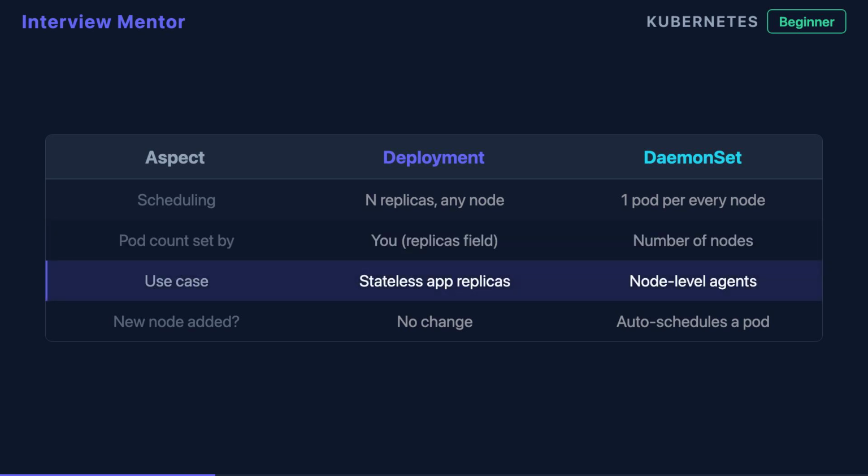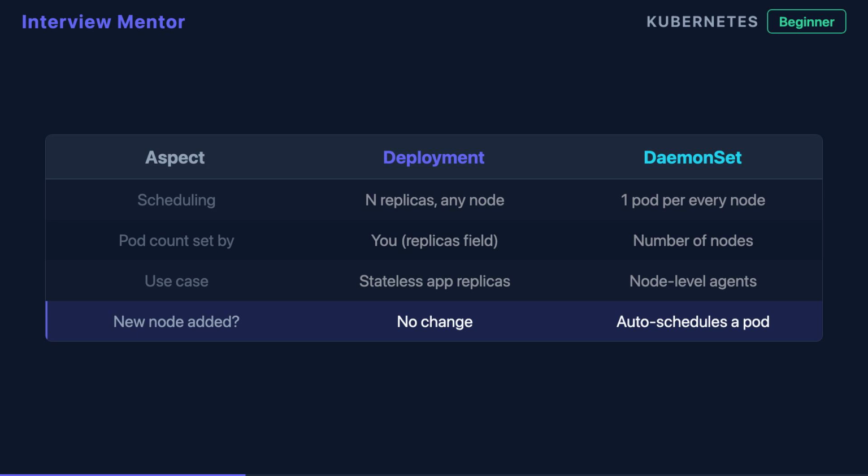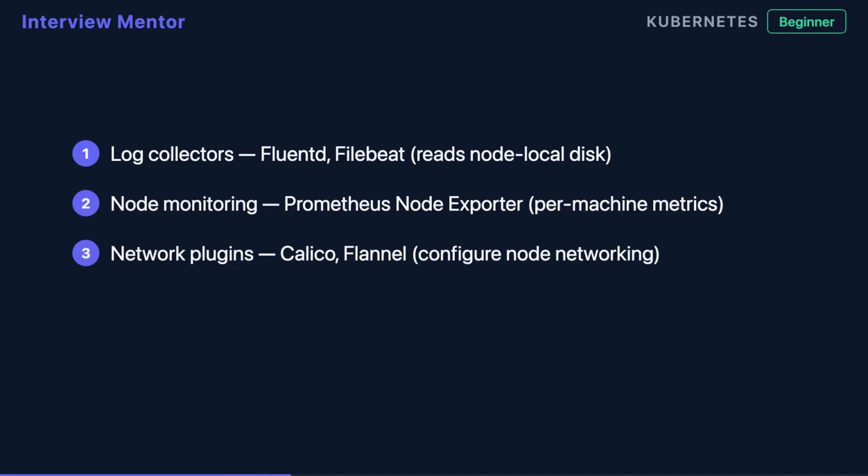You don't pick a replica count. The number of pods equals the number of nodes. If you have 10 nodes, you get 10 pods. That's the fundamental contract. So when do you actually reach for a DaemonSet?